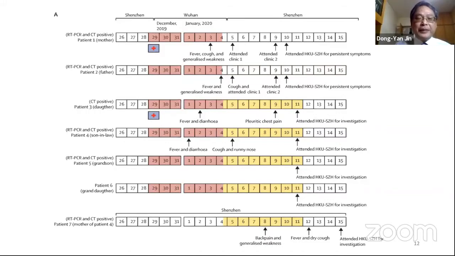So in these seven members, there is one 7-year-old, and then another 10-year-old. The 10-year-old boy has no symptoms throughout the whole clinical course, but he was found positive for viral RNA. And also some weak changes in the lung, but there are no obvious symptoms.